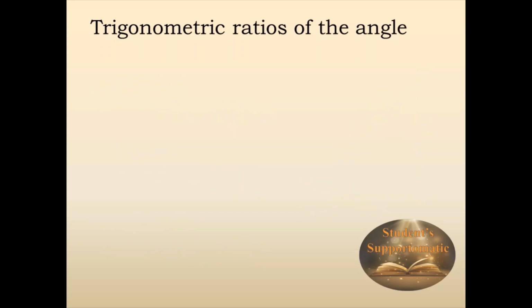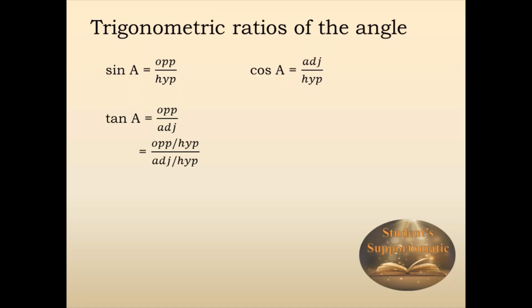Let's observe some points. That is, sin A is equal to opposite by hypotenuse and cos A is equal to adjacent by hypotenuse. And then tan A is equal to opposite by adjacent. If we write this, tan A is equal to opposite by hypotenuse by adjacent by hypotenuse, that is dividing by the hypotenuse on both the numerator and denominator, then it becomes sin A by cos A, since opposite by hypotenuse is sin A and adjacent by hypotenuse is cos A. This is the important point you have to remember. Tan A is equal to sin A by cos A.